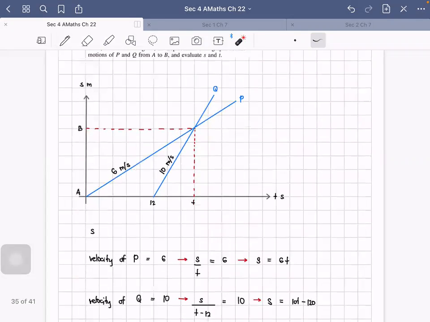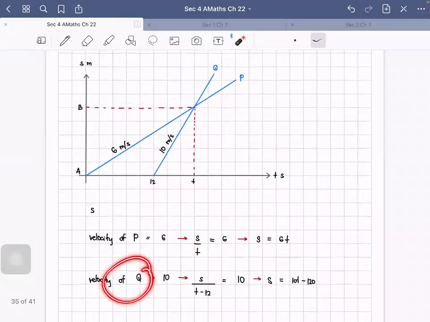So for that, we just need to refer to the velocity of P. Let's start from here. The velocity of P is 6 because it's also the gradient, right? So let's say this is your line. Why is this S over T? Because this is S here, and this is T seconds. If you remember the phrase rise over run, compute for this first, divided by the x-axis or the horizontal line. So S over T is equal to 6. This is your gradient formula. Solving for that, S is equal to 6T.